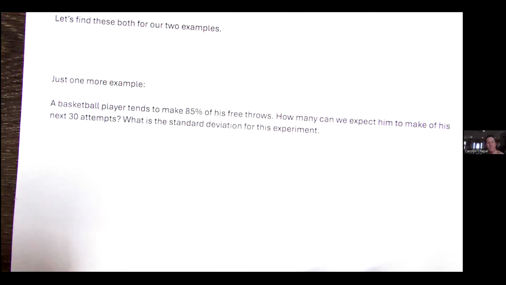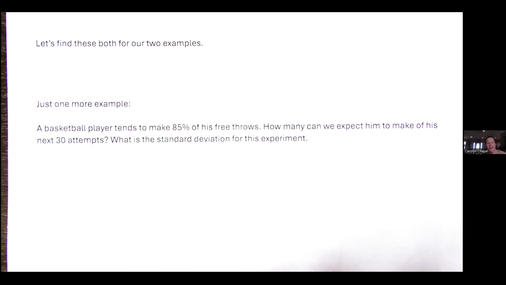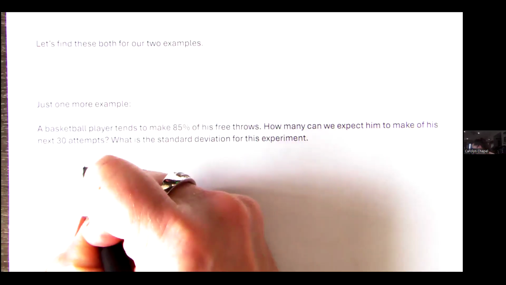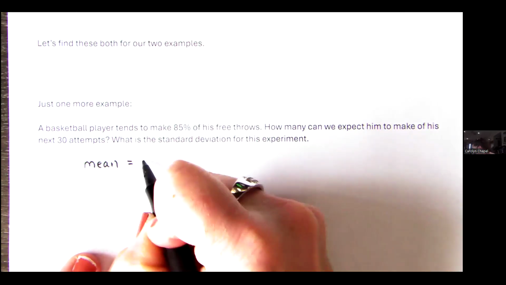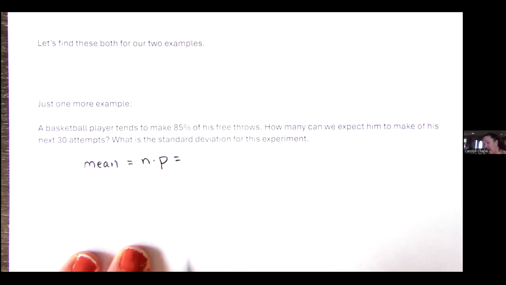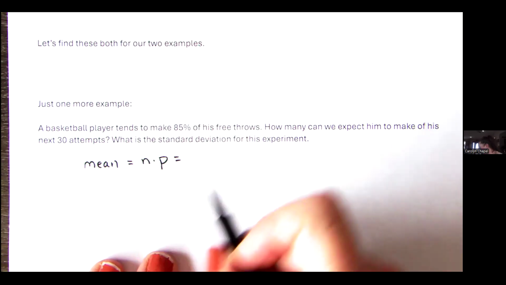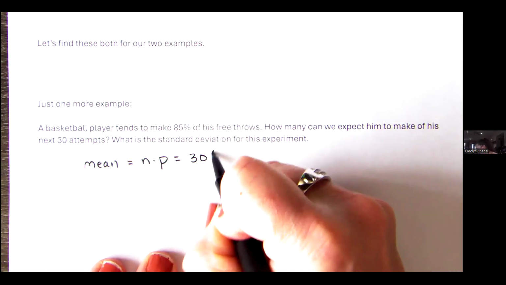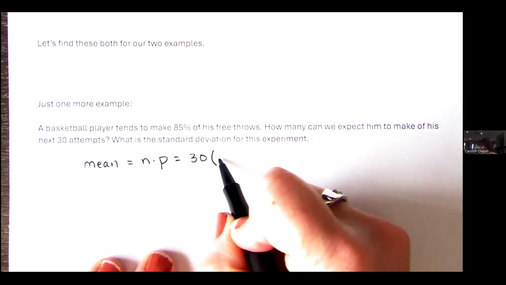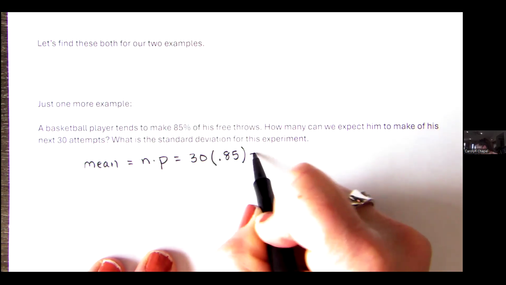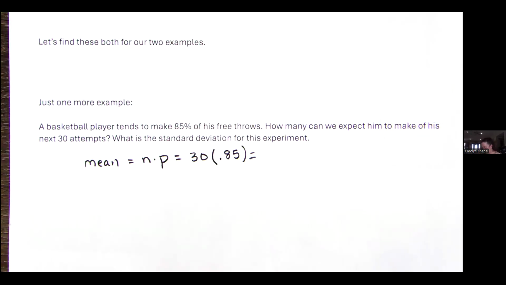We're going to do one more example. Let's say a basketball player tends to make 85% of his free throws. How many can we expect him to make on his next 30 attempts? That's actually finding the mean, the average number he would make. To do that, we're going to take our n times our p. N represents the number of trials, which is 30. P is the probability of a success. He makes 85%, so 0.85. I'm going to multiply those 2 numbers together.